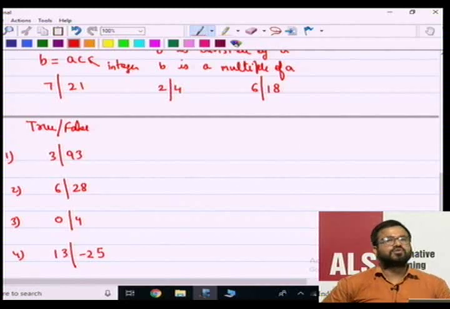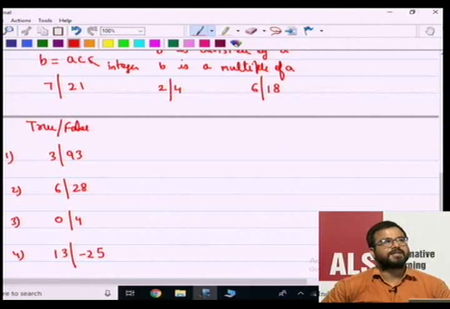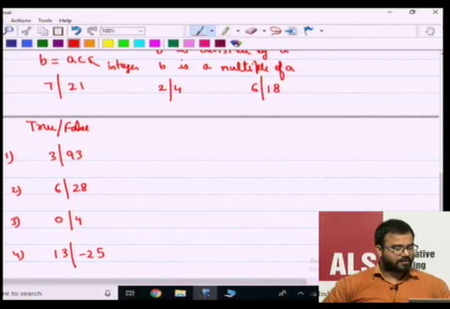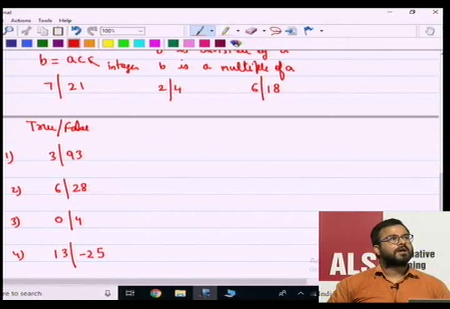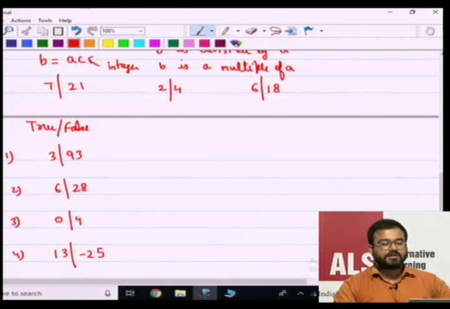How is the second true? How is the second true? And how is the third true? Third means I have written 0 divides 4. How can you say that 0 divides 4?